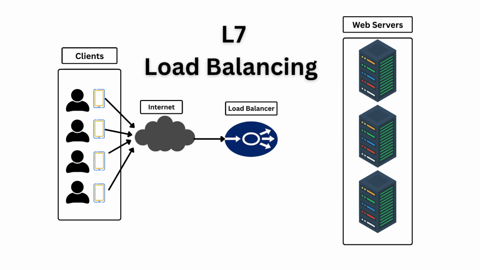Layer 7 load balancing works at the application level. It can actually look inside the request and make smarter decisions. For example, requests to /API can go to one server, and requests to /images can go to another. This makes it far more flexible, and it's what most modern systems use.